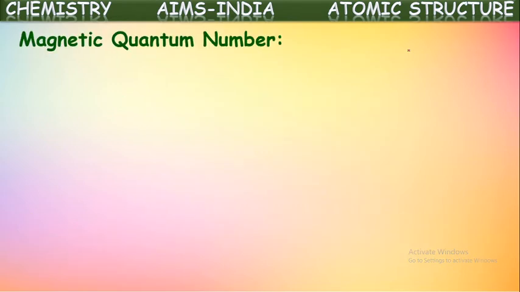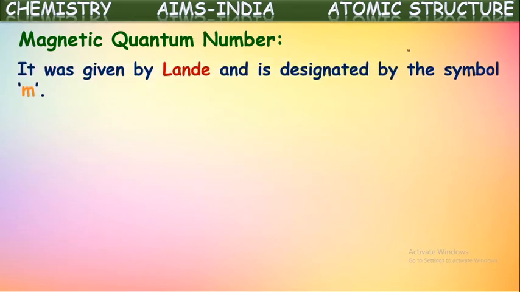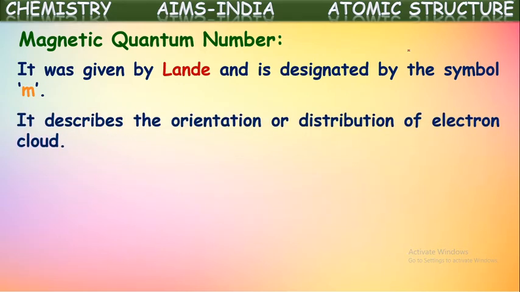Next quantum number, the third one, the magnetic quantum number. It was proposed by the scientist Lande and is designated with the symbol m. It describes the orientation or distribution of the electron cloud around the nucleus. It gives information about the orientation of the electron.